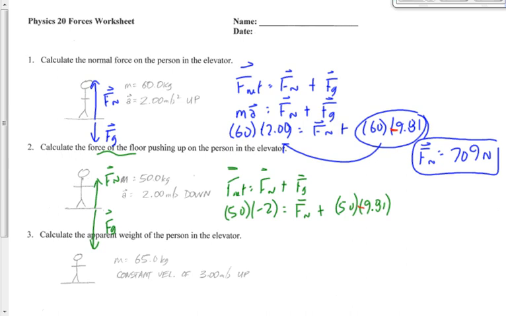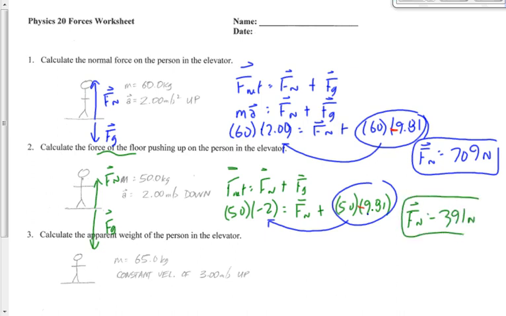It doesn't matter. So this gives me negative 100 on the left-hand side. This goes over to the right-hand side. This is negative 490. It goes over to the left-hand side by adding, because there's a negative number over here. And when we solve for Fn, it works out to be 391 newtons. So gravity was 490. Fn is 391, which is in that ballpark that we predicted, right? We said that the normal force would be smaller than the force of gravity.